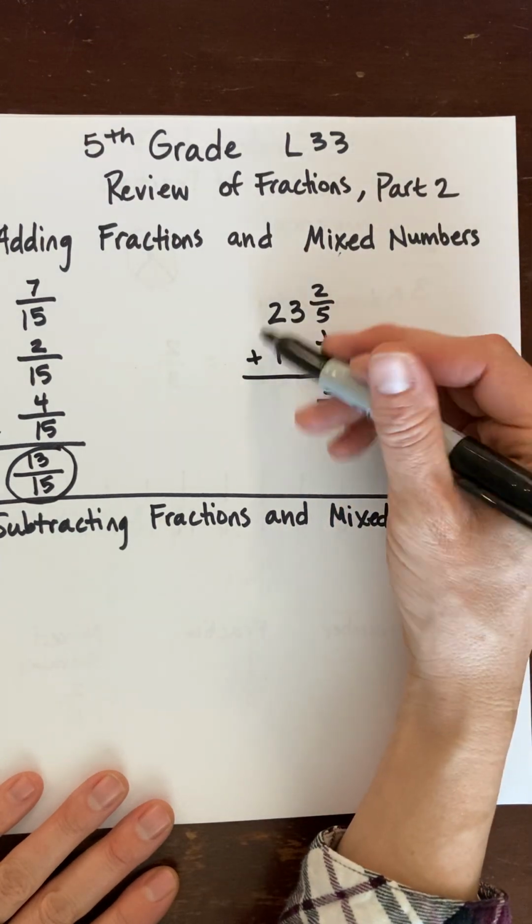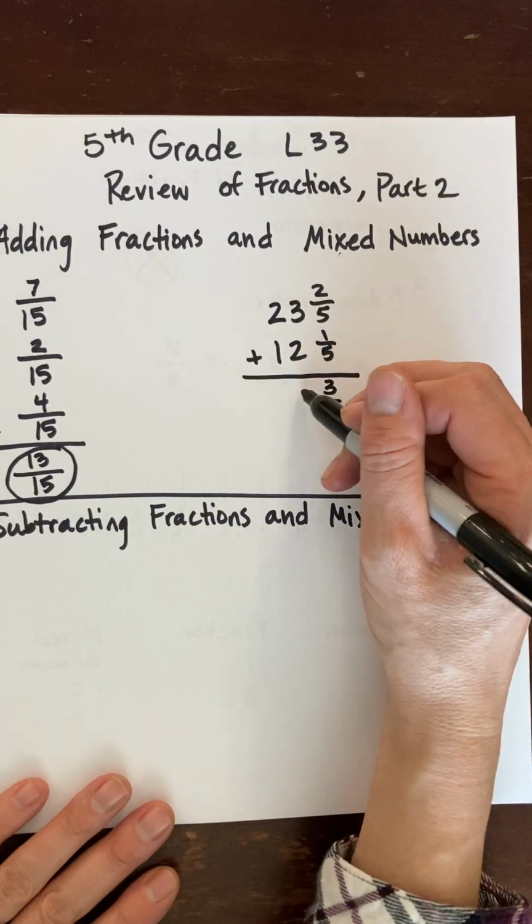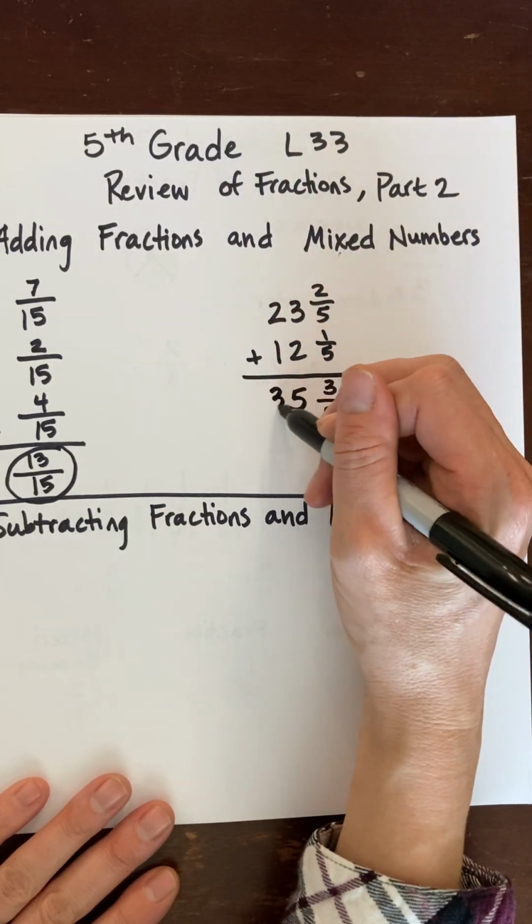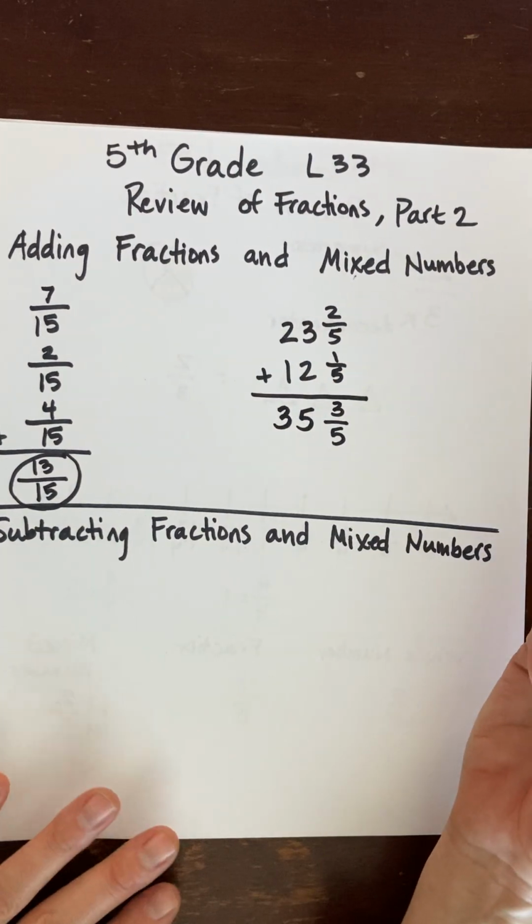And now I'm going to add my whole numbers just like I would normally. 3 plus 2 is 5. 2 plus 1 is 3. So our answer is 35 and 3/5.